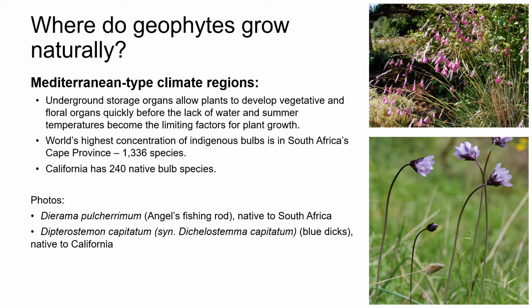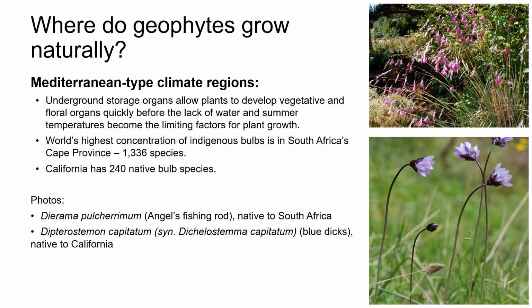For plants growing in these Mediterranean-type climates, there's a relatively short growing season between the time when conditions for growth are favorable in the spring and the onset of heat and drought in the summer. Underground storage organs allow plants to develop vegetative and floral organs quickly before the lack of water and high summer temperatures become the limiting factors for plant growth.